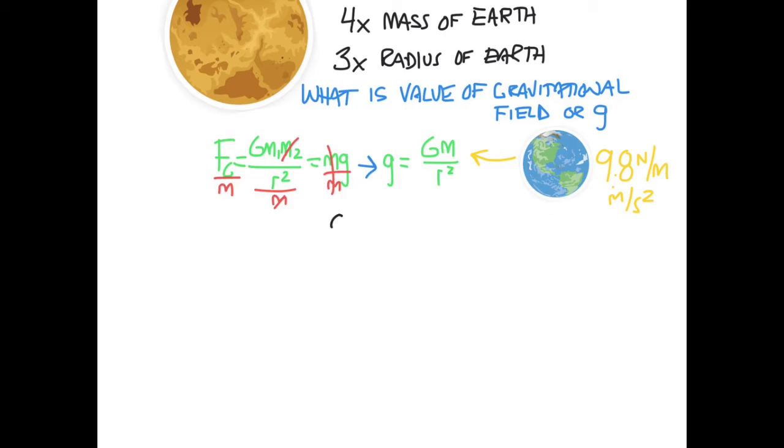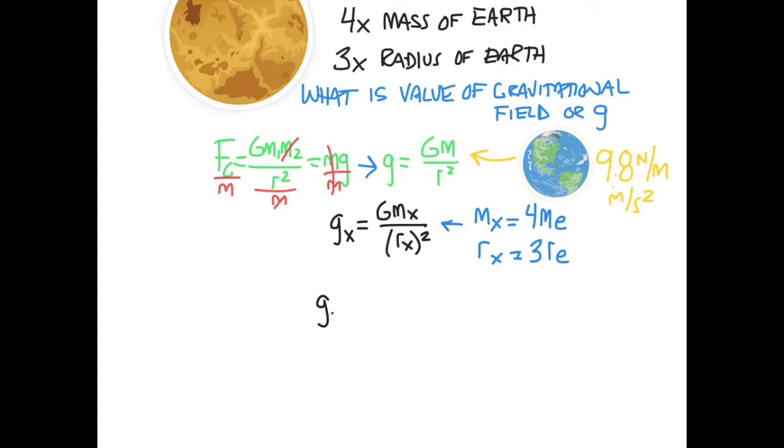What we're going to do now is find out this new planet. So the gravity of planet X is big G times the mass of planet X divided by planet X's radius squared. Well, we know that the mass of planet X is 4 times the mass of the Earth. And we know that the radius of planet X is 3 times the radius of the Earth.